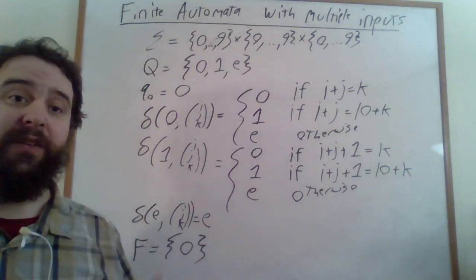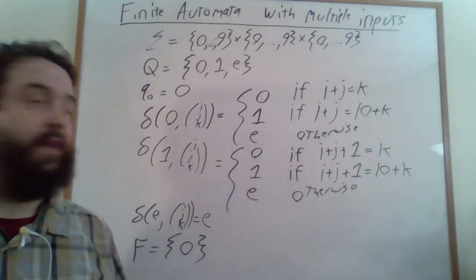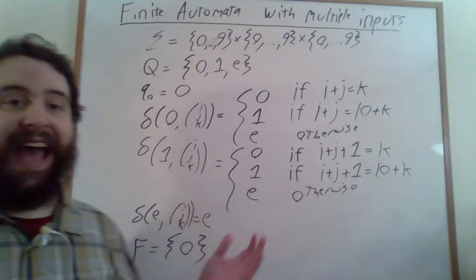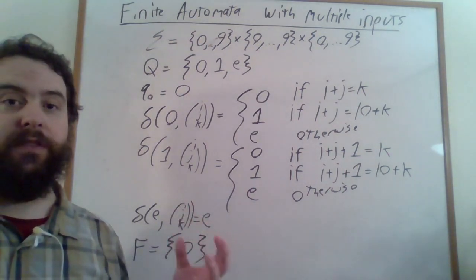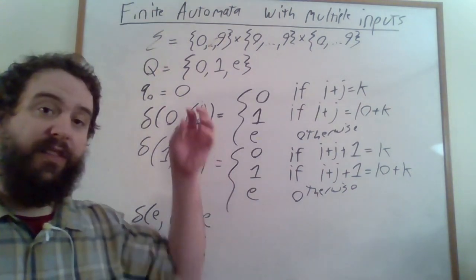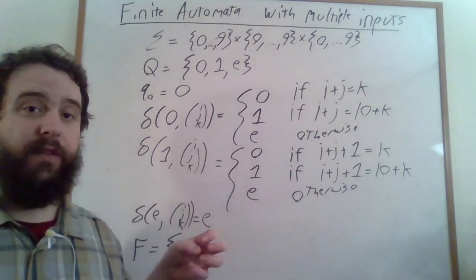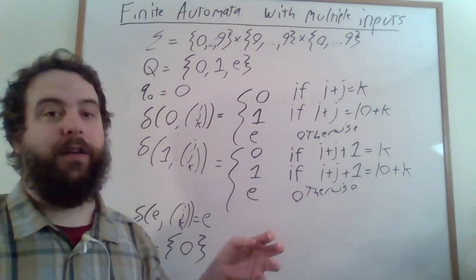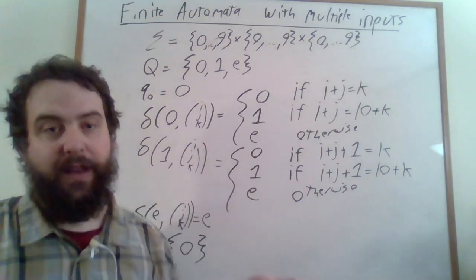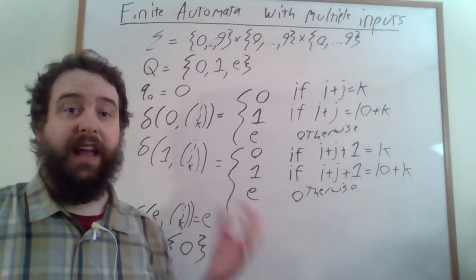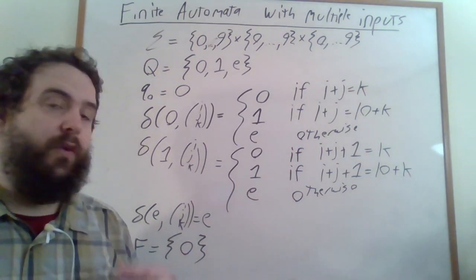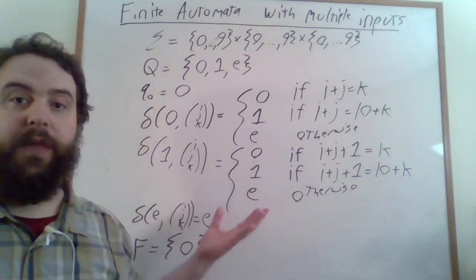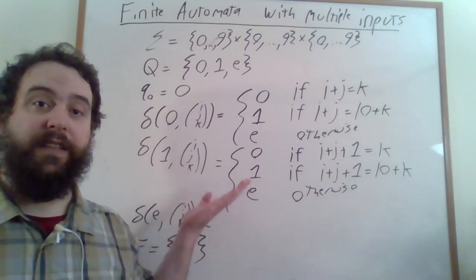So let's spell out explicitly what we've done. We've taken our inputs and we've padded them to all be the same length, and we're reading in our inputs simultaneously. We're reading in the first characters of all of the inputs, and then we're reading in the second characters of all of the inputs, and then the third characters of all of the inputs, and so on and so forth. So we can generalize this to any sort of problem that we want to address with finite state automata.